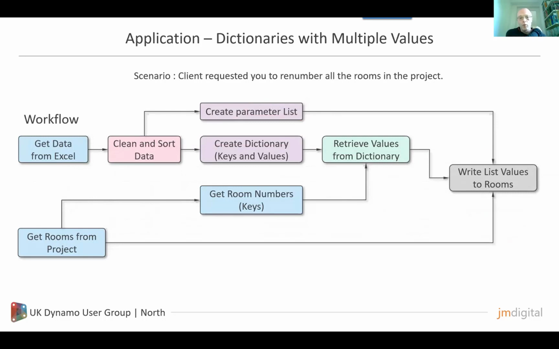Okay, so our workflow, not dissimilar to the last one. Again, we're getting our data from Excel, clean and sort, create our dictionary, retrieve the values, and again, we've got our rooms from the project, getting those room numbers. We have an additional bit here where we're creating a parameter list from our data. And then we're using that parameter list along with the values coming out of our dictionary and the room numbers to write all that information into the rooms.